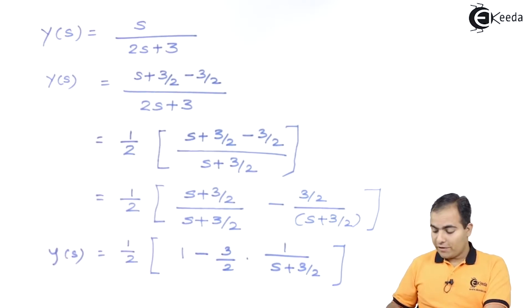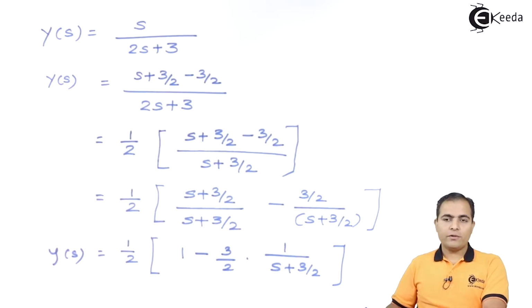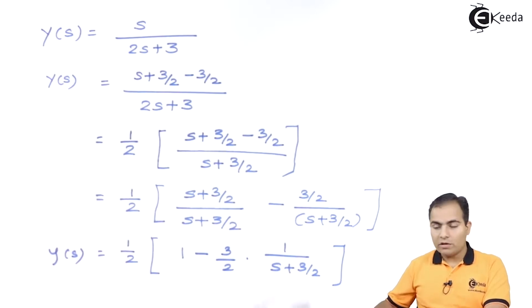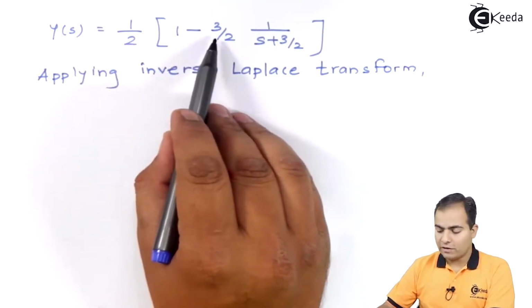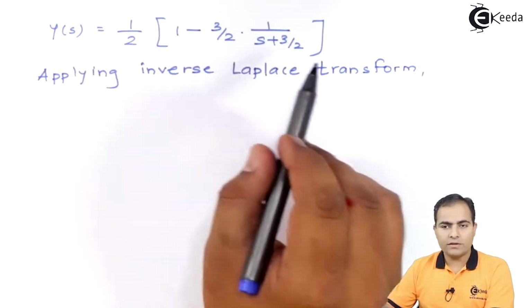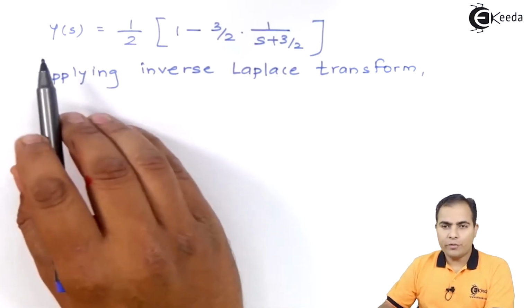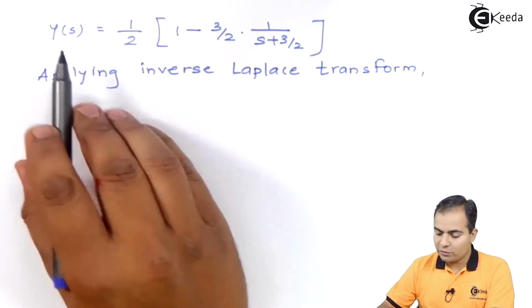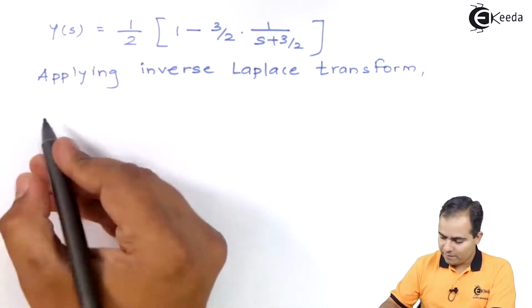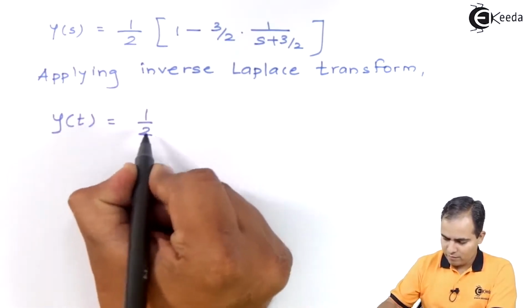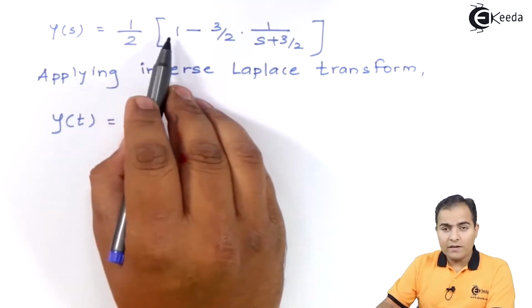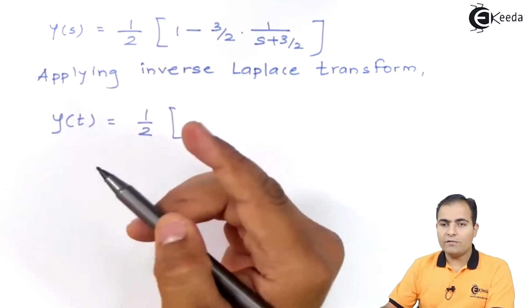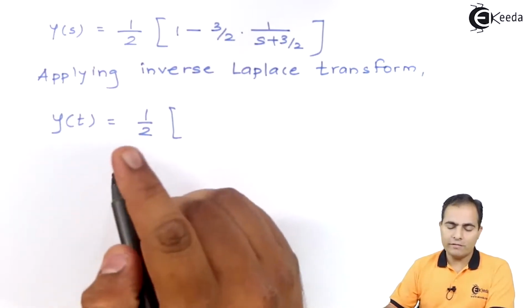Now we have to find Y of t, which means we have to apply the inverse Laplace transform on this equation. Y of s was half into bracket 1 minus 3 by 2 into 1 upon s plus 3 by 2. Now I'm going to apply the inverse Laplace transform on both sides. So the inverse of Y of s is y of t. Half is a constant, so no need to worry. Now the inverse Laplace transform of 1, and we know that the Laplace of delta of t is 1, so the inverse of 1 will be delta of t.